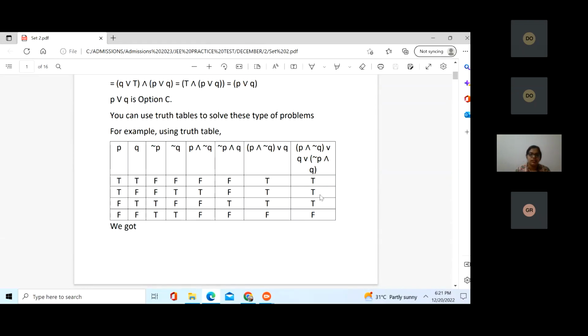Once I know what options I receive by solving using the truth table, what I want to do is check among the options, because we know there are 4 options. So you have to find out the values for each option: negation P and Q, or P and Q, or P or Q, or P or negation Q.